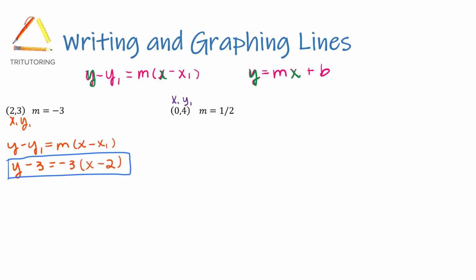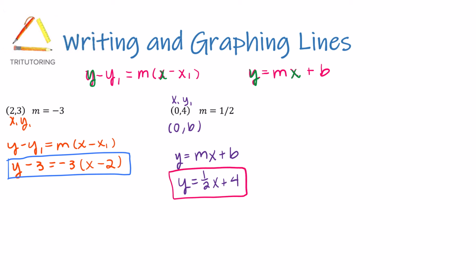So if I'm given an ordered pair where it is 0 and then a number for y, that actually tells me the b. That tells me the y-intercept to fill in for my slope-intercept form. Since I already know the slope is 1/2, and I know that the y-intercept is 4, I can replace these values to write my equation as y equals 1/2 x plus 4.